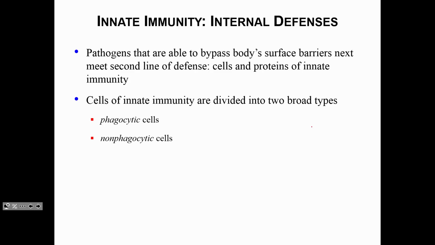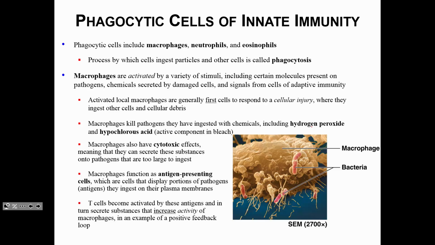Now, there's two broad types of cells in innate immunity, phagocytic and non-phagocytic, and you know what phagocytic cells do. That's going to be your macrophages, your neutrophils, and your eosinophils. They, of course, are going to ingest particles by phagocytosis. Now, macrophages are activated by several different stimuli: certain molecules in the pathogen, chemicals secreted by the damaged cells, even signals from the adaptive immunity will elicit and activate these macrophages.